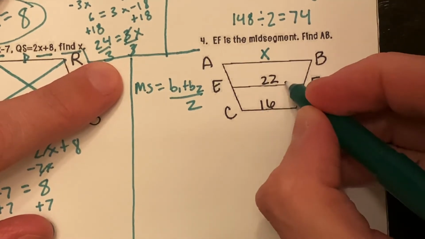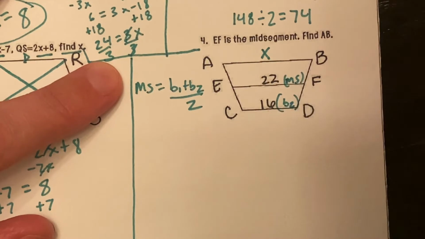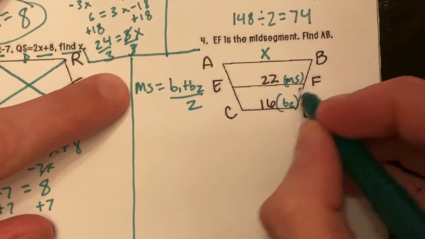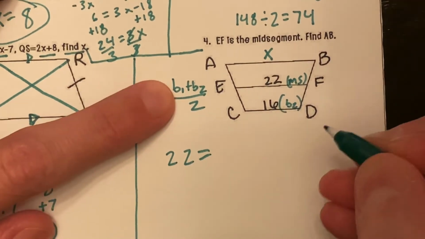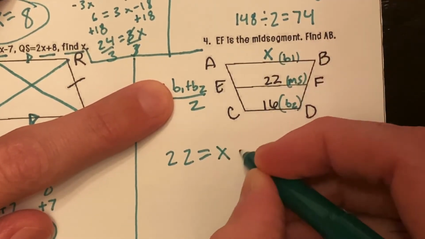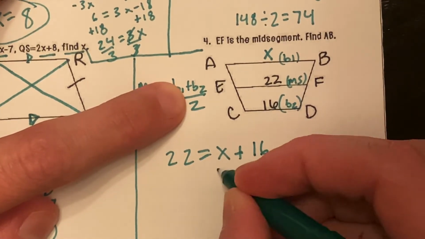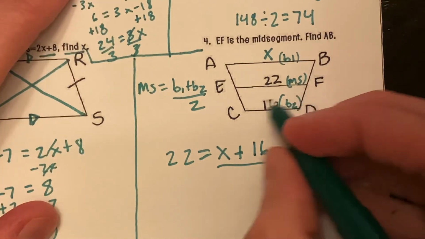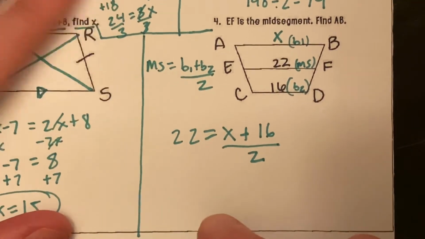Okay? If you don't know, this is the mid segment. This is base 2. So mid segment 22 equals base 1. This is our base 1 up here. So X plus base 2. What's base 2? 16 divided by 2. That's the formula. So now how do we get x by itself?